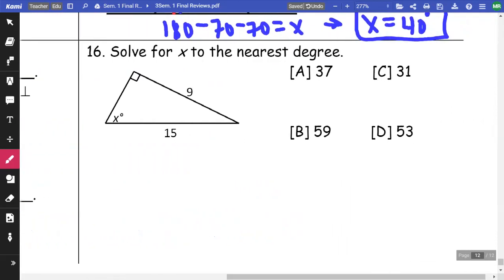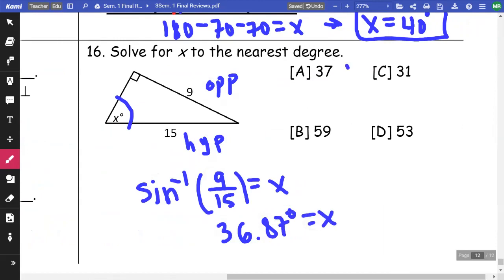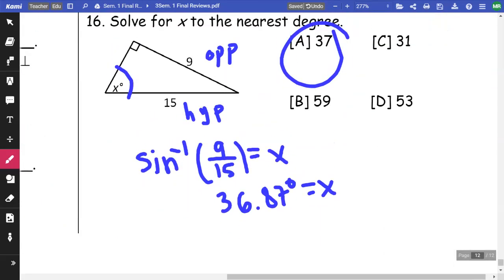On 16, we're going to find x with the angle. This is going to be opposite. This is hypotenuse, so I'm going to be using sine. So I'm going to do sine inverse of opposite over hypotenuse. That is going to be what x is. And when I put that in my calculator, I get 36.87 degrees. So that's going to be A. And that's the end of this video.